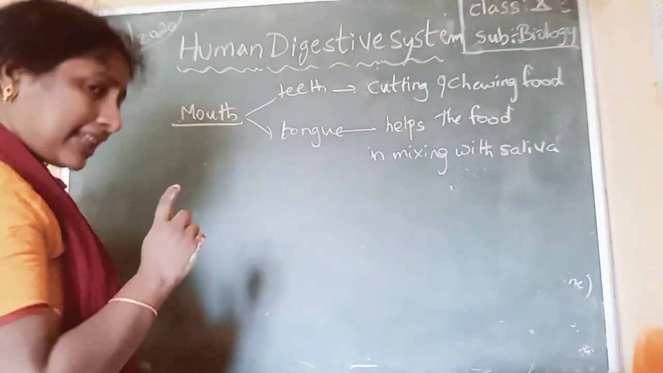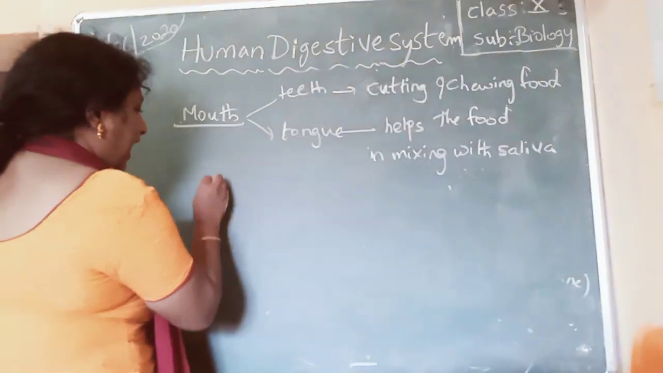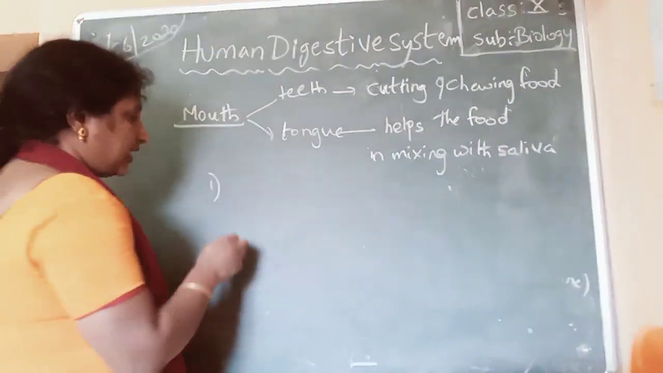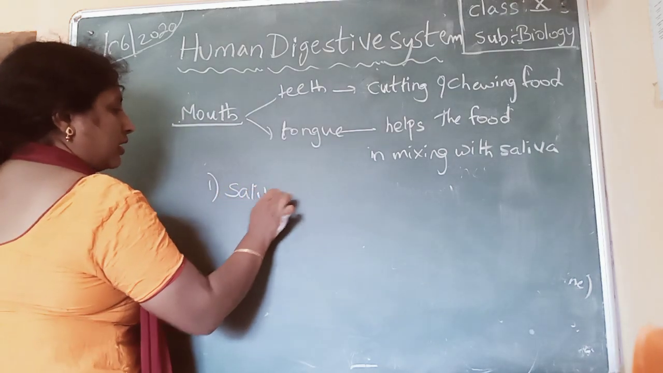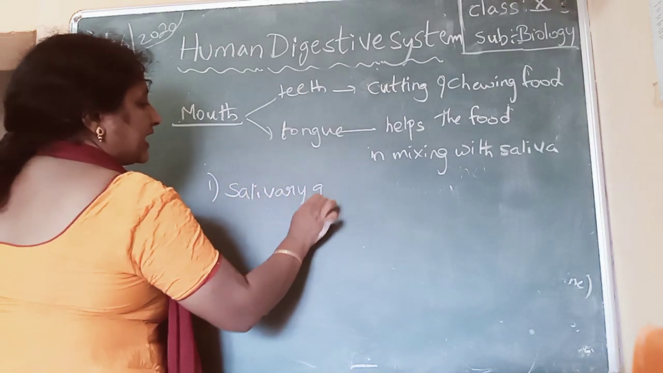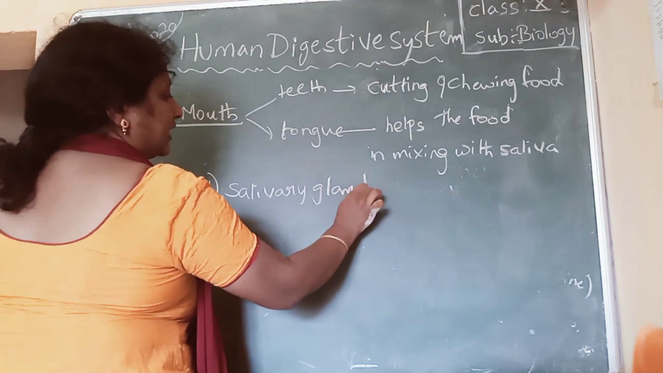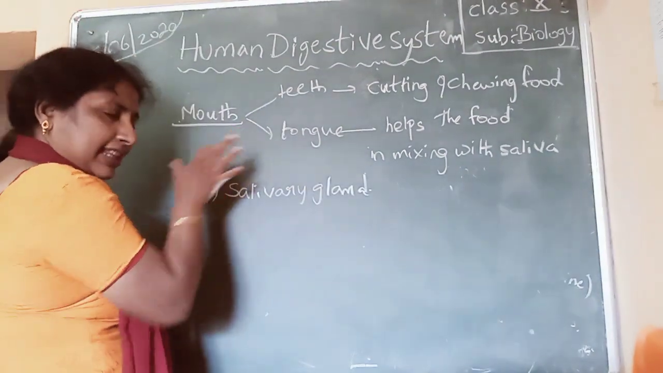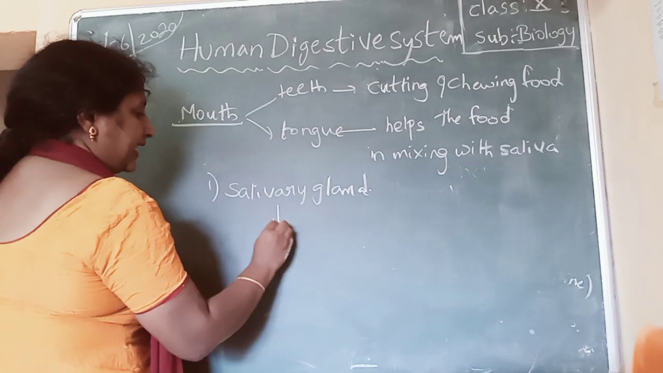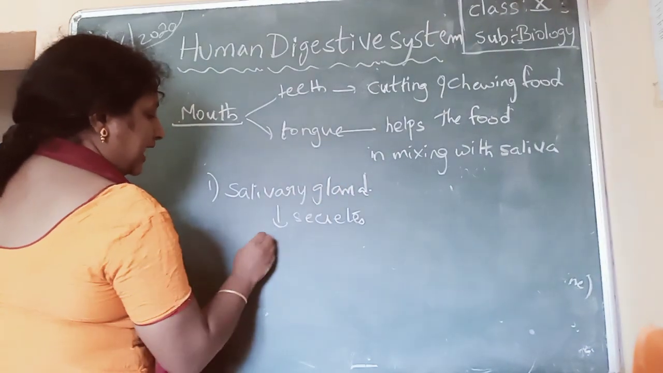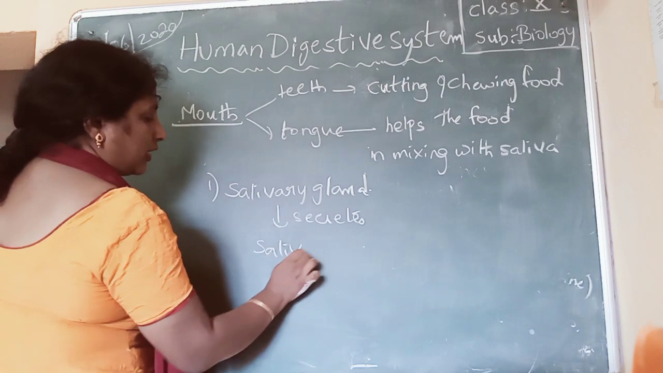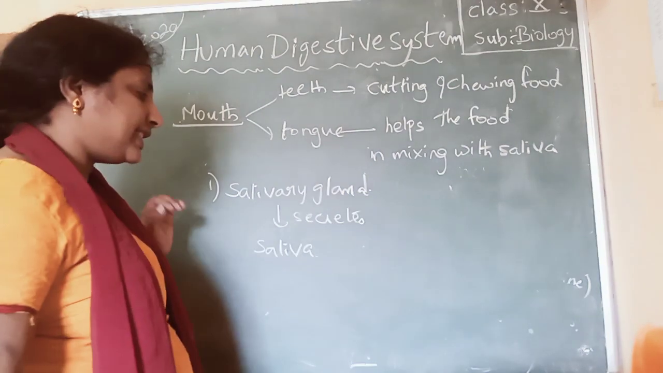Now we will discuss what saliva is. Saliva is a juice which is secreted from the salivary glands. Salivary glands are present near the mouth, and these salivary glands secrete saliva.